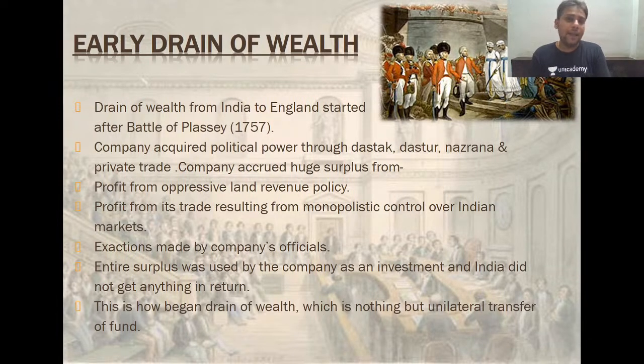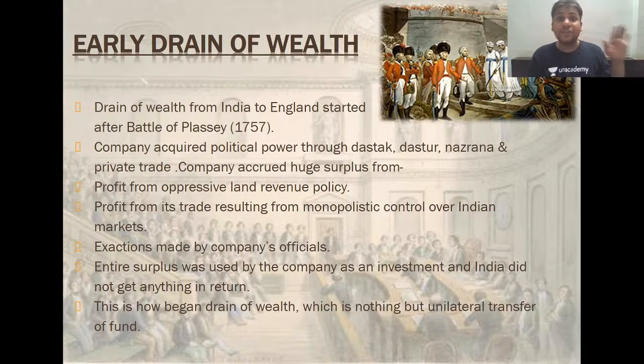So one fine day, the Nawab of Bengal, Siraj-ud-Daulah, again warned the English East India Company that until and unless you stop your fortification activities, getting the points clear, we will be stopping all your trading activities in the region of Bengal.